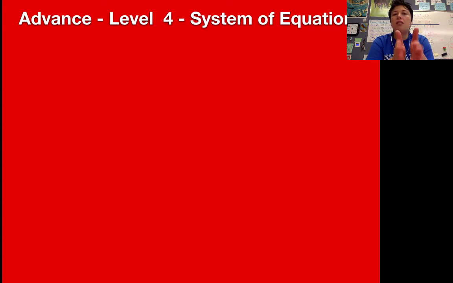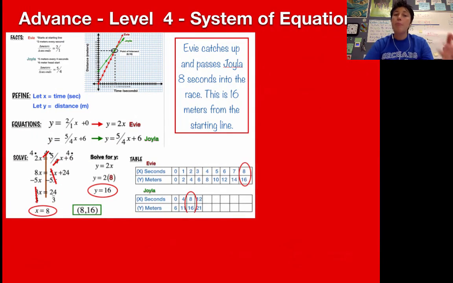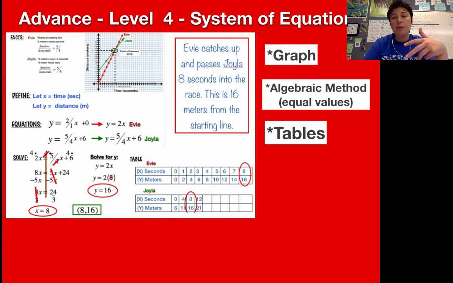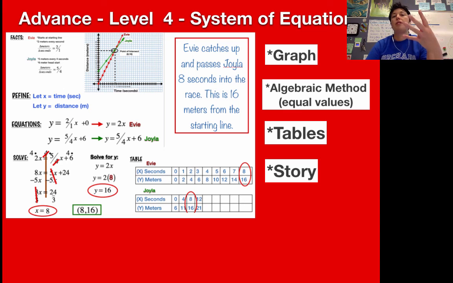to really take a systems problem to that advanced level 4 work. And it's kind of big picture here. So big picture is we can prove our answer with a graph. We can prove our answer with the algebraic method, in this case equal values, but sometimes it might be elimination or substitution. We can prove our answers with tables. And then, of course, it all kind of starts with the story. What's the story and what's the situation? It's those 4 representations: graph, the algebra equations, the tables, and the story. And we're trying to get all of those in there.